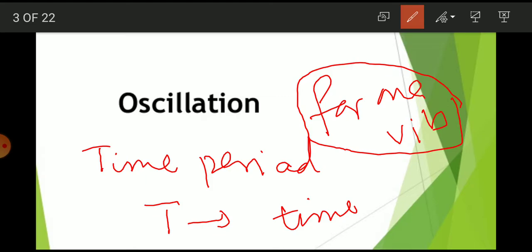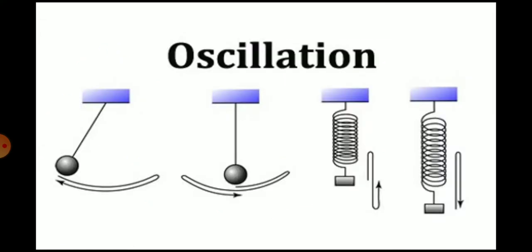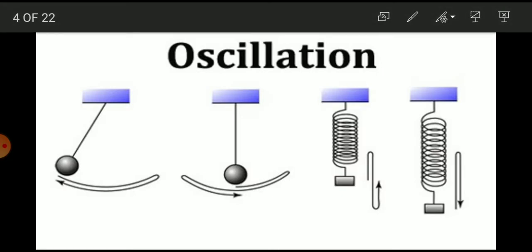Next is frequency. The number of vibrations completed in 1 second is called frequency. Now, these are the examples of oscillation.